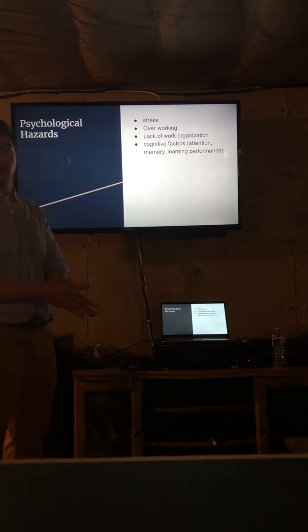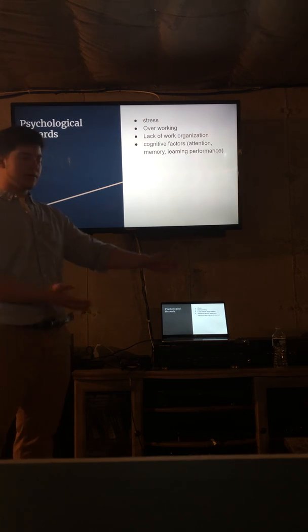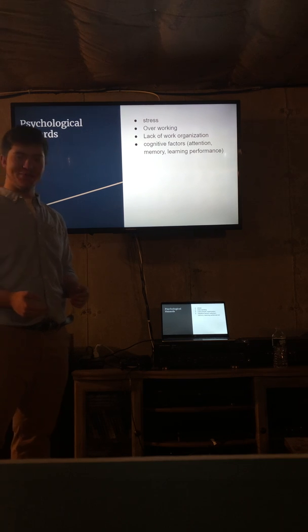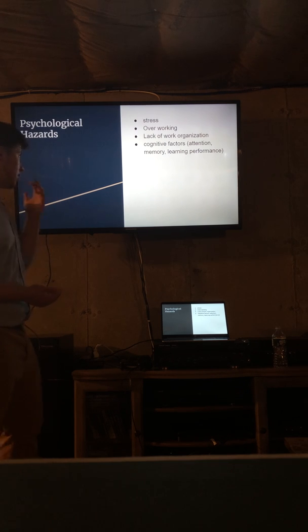Next, we have lack of work organization. Say I'm very neat and I like to keep my work area clean, and Devin here next to me doesn't like to keep his area clean. Well, for me, that could be a big issue. That can potentially risk somebody falling, slipping, or if there's an emergency, that can cause a lot of injury.